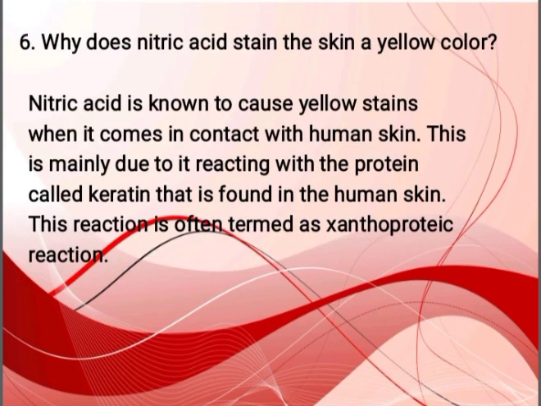Number 6. Why does nitric acid stain the skin a yellow color? Nitric acid is known to cause a yellow stain when it comes in contact with human skin. This is mainly due to it reacting with a protein called keratin that is found in the human skin. This reaction is often termed as the xanthoproteic reaction.